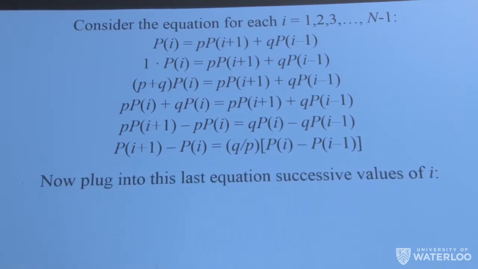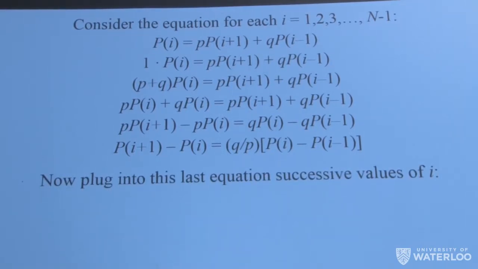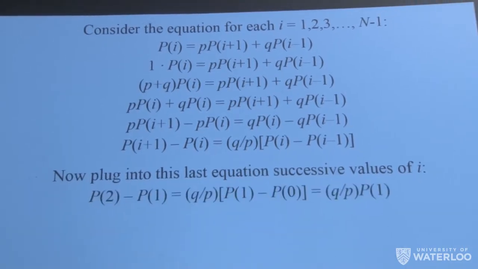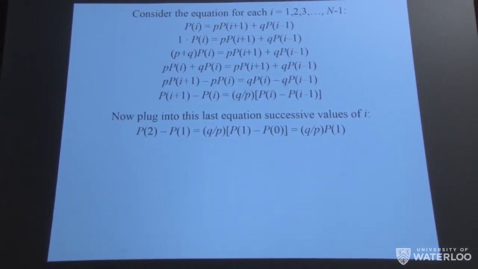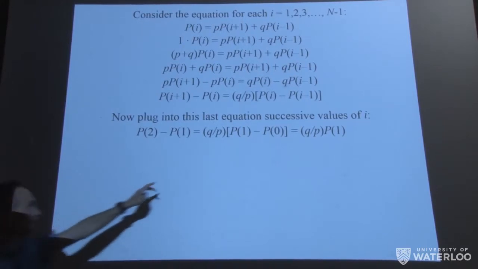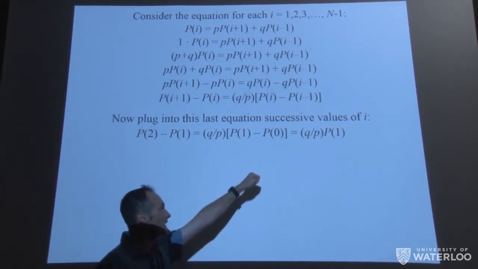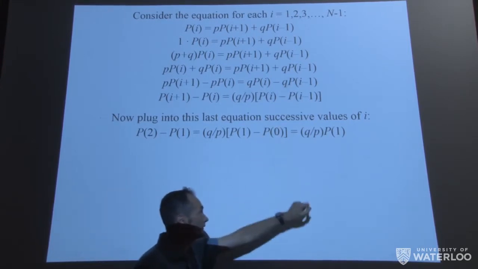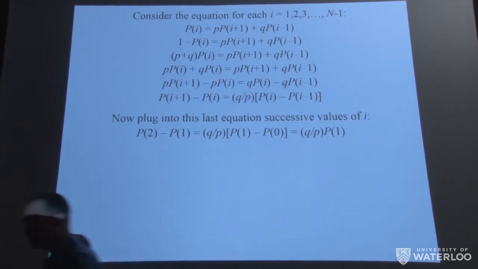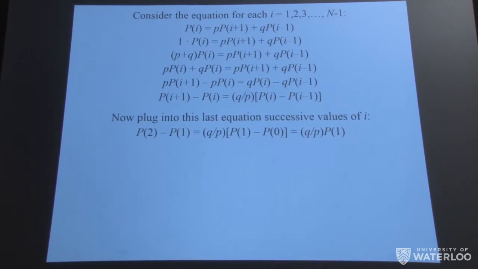Now, just as a test, let's plug in values for I into this equation and see what we get. So if we plug in the value of I equal to 1, we obviously get P2 minus P1 is equal to this expression. But if you look at the square bracket here, remember we said P0 is 0. So we can remove that piece, and this simplifies to simply be Q over P times P1. Let's do it for I equal to 2.